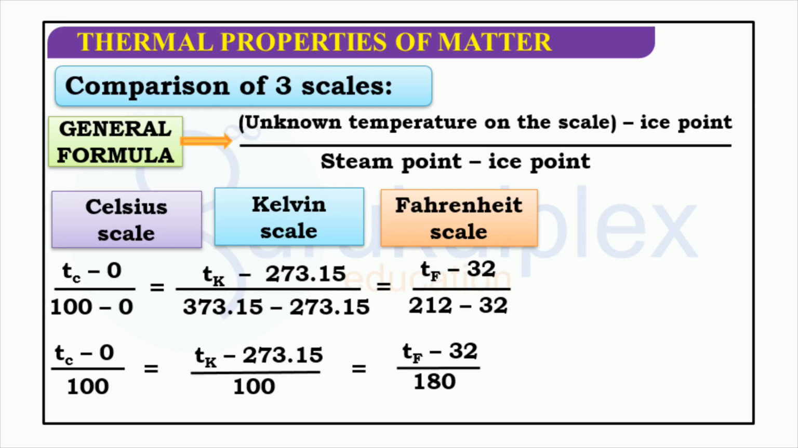A comparison of the temperature values reveals that on the Celsius and Kelvin scales, the temperature difference between ice point and steam point is the same. On the Fahrenheit scale, the temperature of ice point is 32 and the temperature of steam point is 212. Lastly, a general formula is provided for converting temperatures from one scale to another.